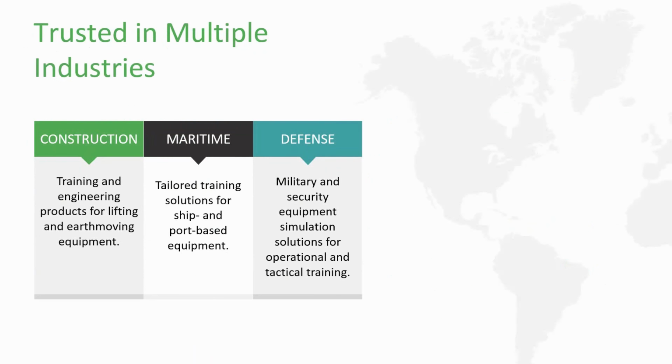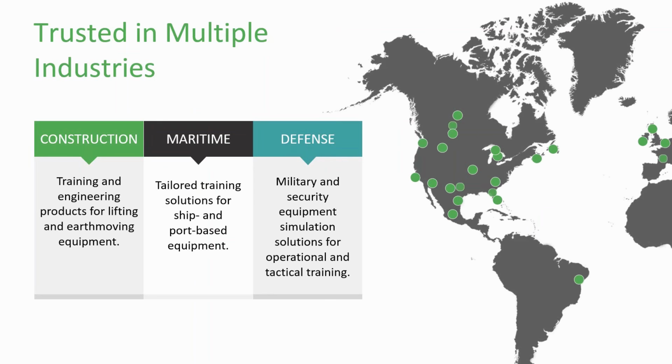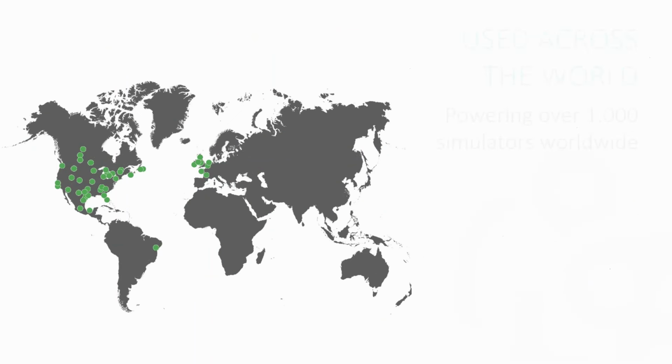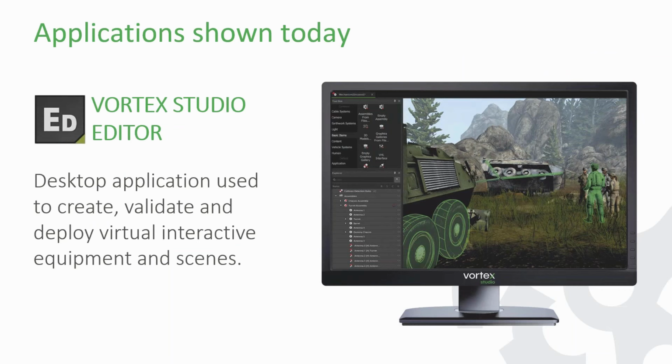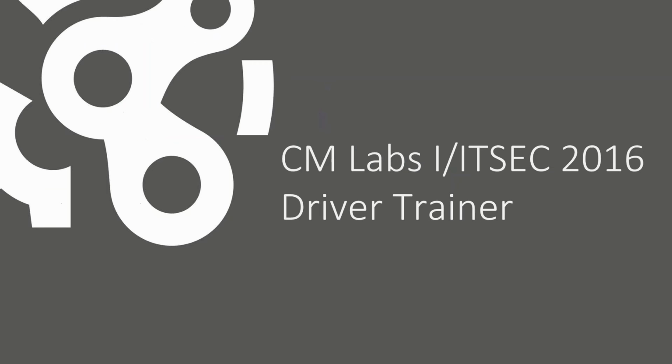Vortex Studio is used in multiple industries. It's used in construction, maritime, defense, and it's used across the world by customers in over 35 countries. And it's today powering over 1,000 simulators, making it one of the leading platforms for land and sea simulation. The application we'll be using in today's presentation and screenshot is called the Vortex Studio Editor. It is the desktop application that's used to create and validate virtual interactive equipment and scenes on final hardware. We won't be looking at the Vortex Studio Player, which is used to distribute the simulation content over the network, because we'll be using a desktop simulation environment today.